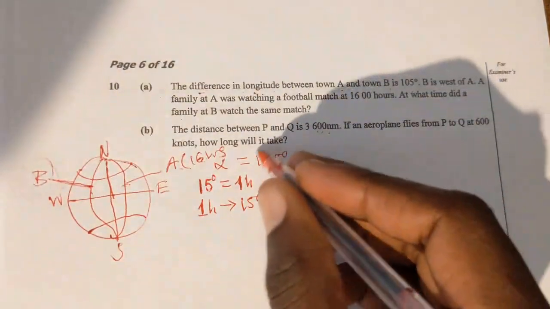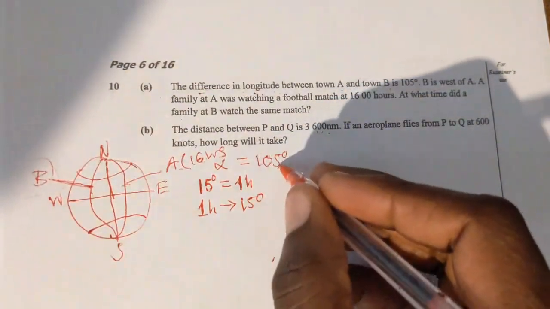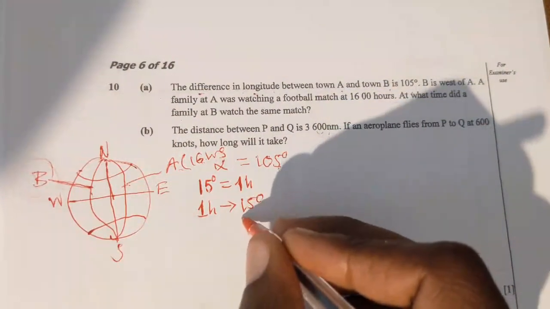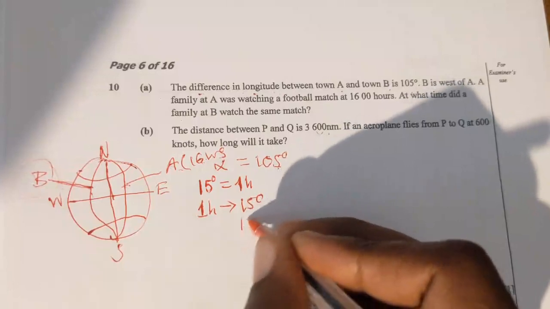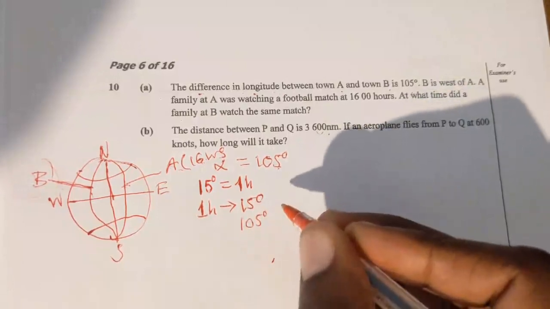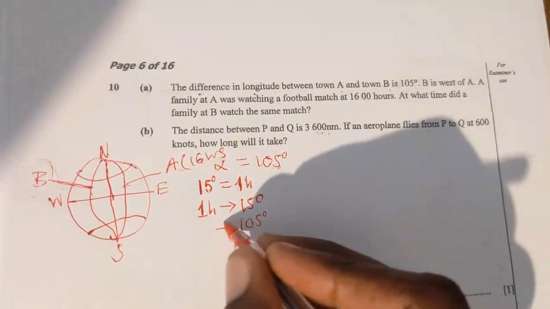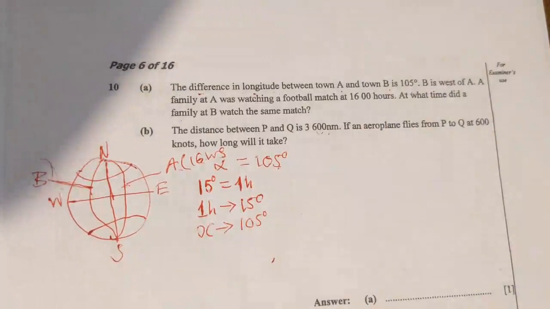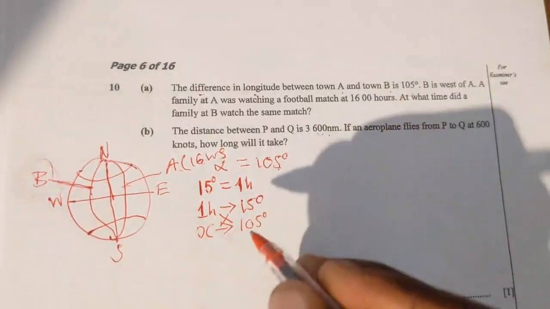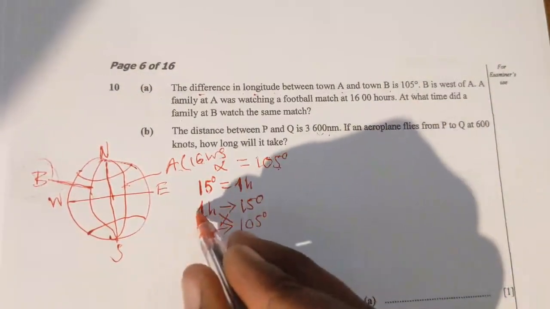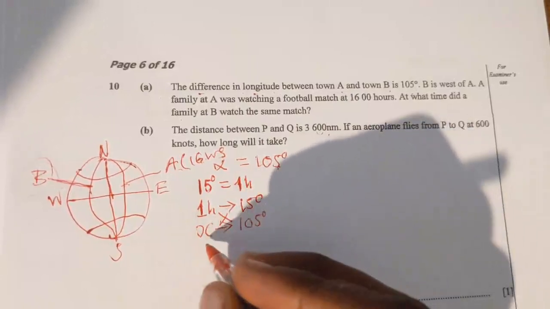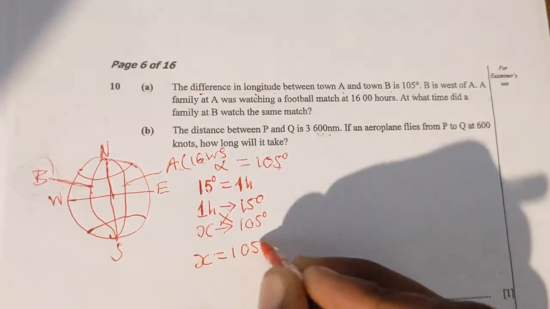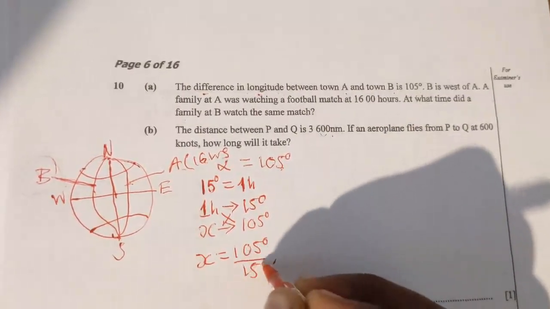Now here you have 105 degrees. So where there is degrees, you put 15 degrees, then you put 105 degrees. This is about time conversion on earth geometry. So it is equal to how many hours? How many hours are you going to find? So here you cross multiply, this times that, this times that. So you're going to have x is equal to 105 degrees divided by 15 degrees.